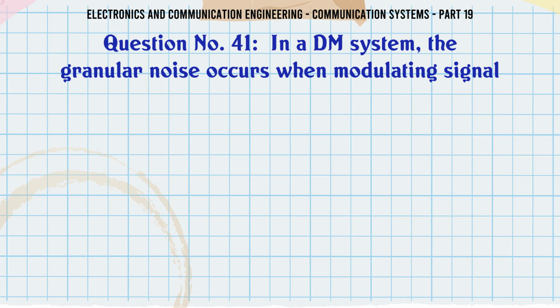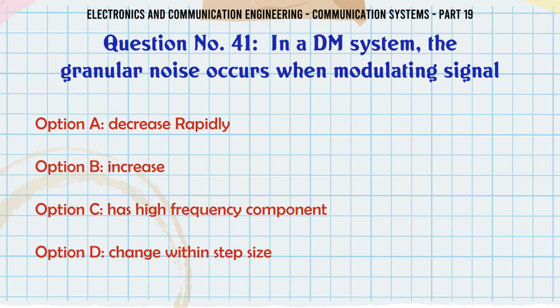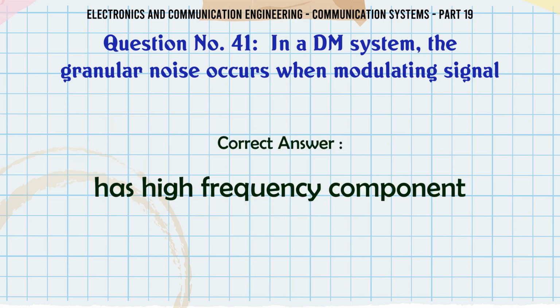In a DM system, the granular noise occurs when modulating signal A. decreases rapidly, B. increases, C. has high frequency component, D. changes within step size. The correct answer is has high frequency component.